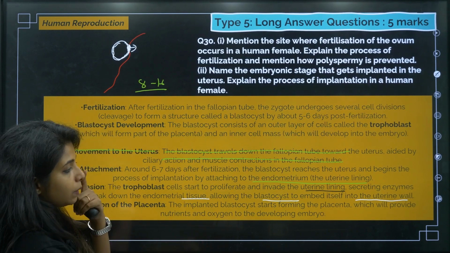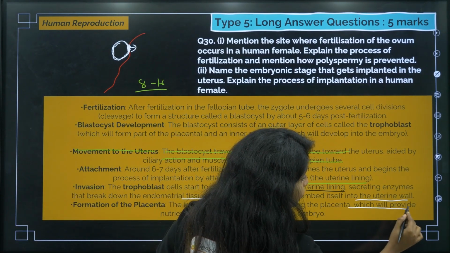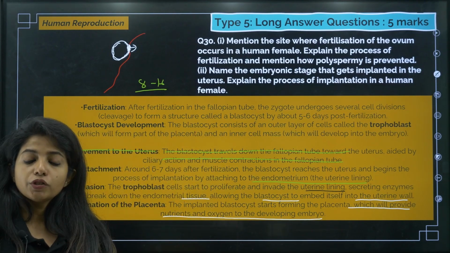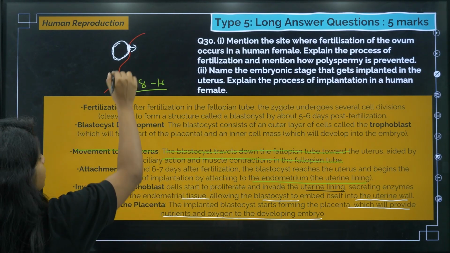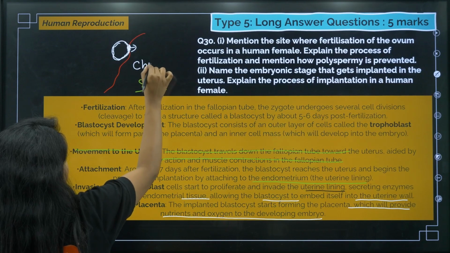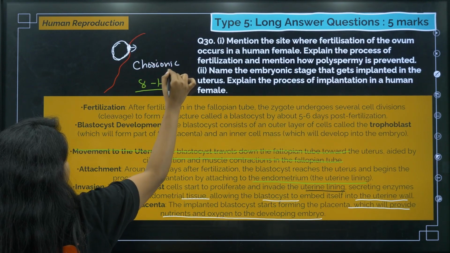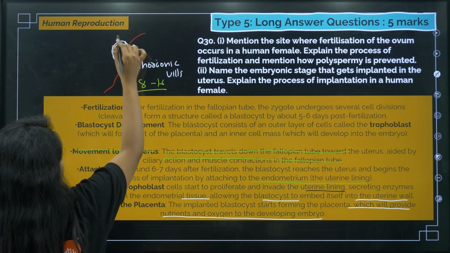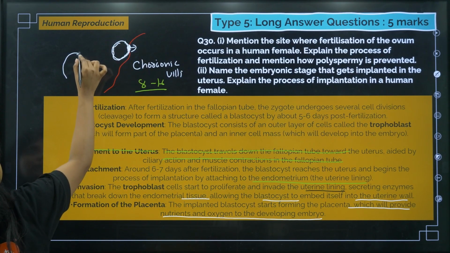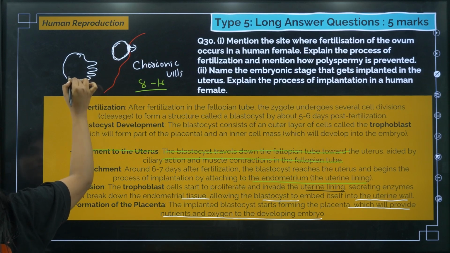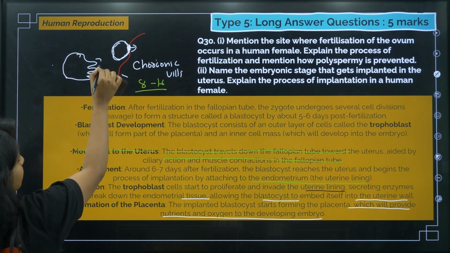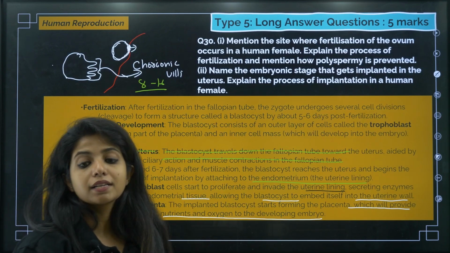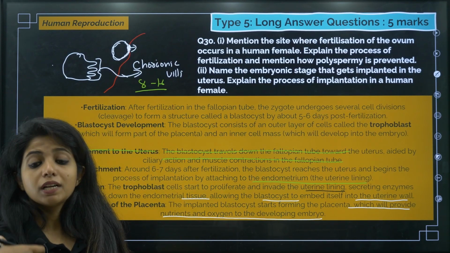The implanted blastocyst starts forming the placenta, which will provide nutrients and oxygen to the developing embryo. There is also one more thing given in your book, that is chorionic villi. When this implantation takes place, another layer is formed, like hands, which goes and attaches. This type of villi that you see is known as chorionic villi. It is formed with the help of the trophoblast and also the maternal tissue.